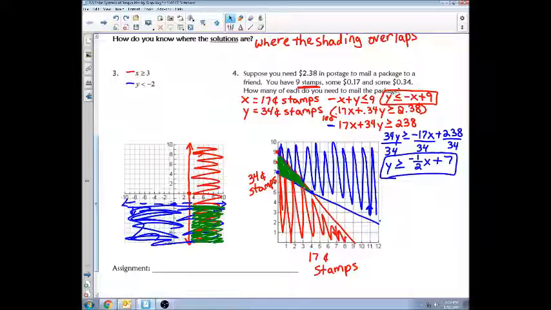Well, that is the end of our video. Remember that when you are solving systems of inequalities by graphing, you need to graph each line just like we would have if it was a system of equations. We are going to figure out where to shade them based off of whether it is greater than or less than, and our solution set will be where the shadings overlap.